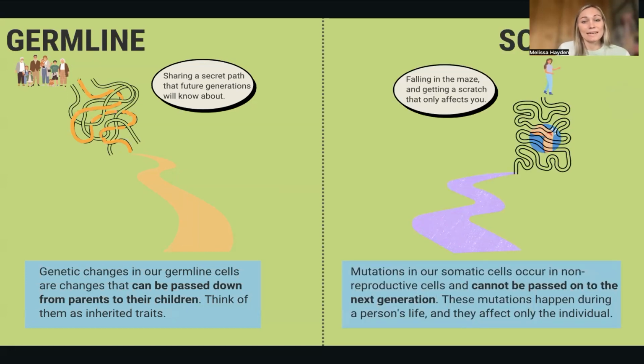Now let's look at the second entrance, somatic. A somatic mutation is a change in DNA that occurs in non-reproductive cells, like skin cells or muscle cells. These are not passed on to offspring. These mutations are confined to the individual and do not affect their descendants. This is like taking a path in the maze where any changes you make only affect your journey, not those of others. For example, if you fall and get a scratch or bruise in the maze, it doesn't impact anyone else or get passed down to future generations.